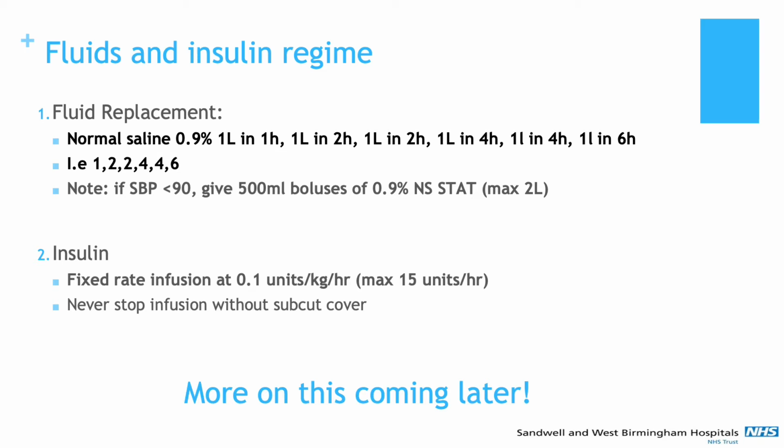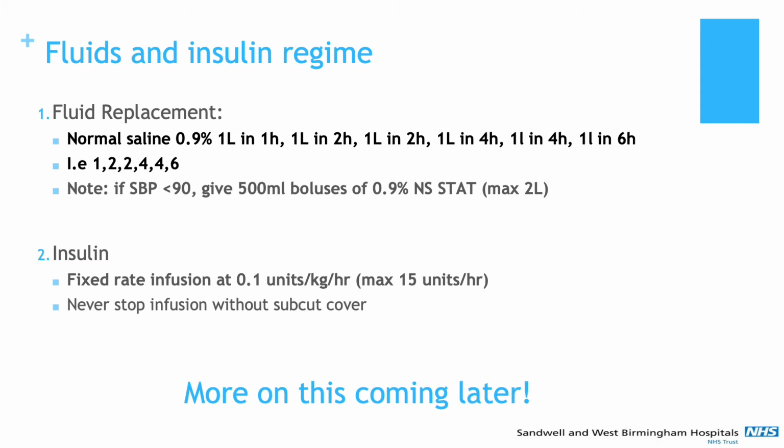Now, if the blood pressure is less than 90 systolic, we give 500 ml boluses stat and up to a maximum of 2 litres. So that first line is if they've got a normal blood pressure, normal heart rate, but then we can supplement in some boluses if they are hemodynamically unstable.